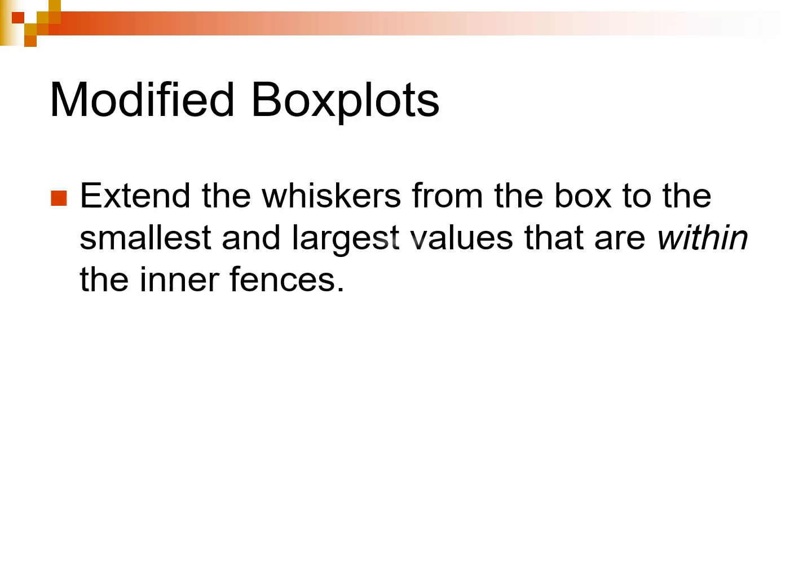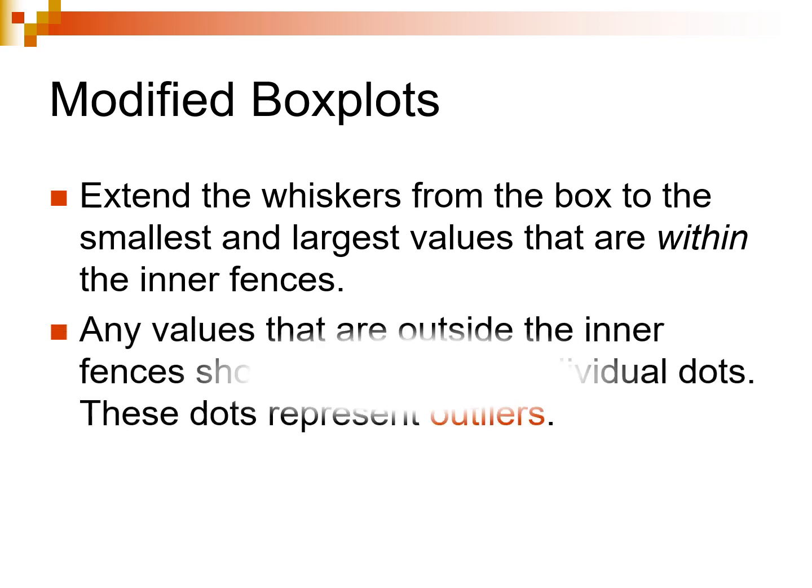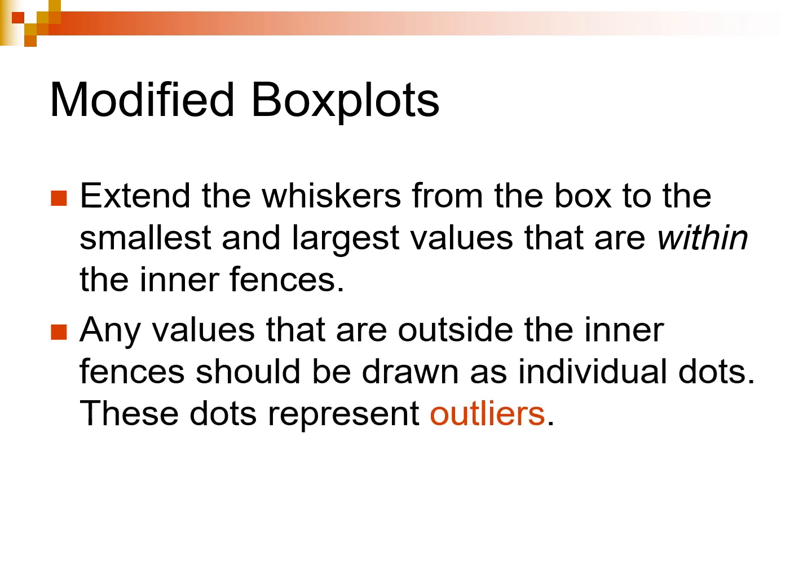Now, make sure you're extending the whiskers from the box to the smallest and largest values that are within the fences. So if it's inside the fence, just go to where those minimum and maximums are. If there's something that goes outside, that's where you get those dots. Those are going to be our outliers. We'll talk more about what outliers represent as we go through this section, because it's really important to know which numbers don't seem to make sense.